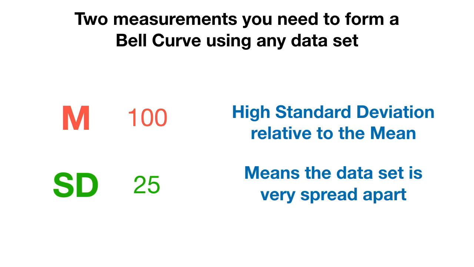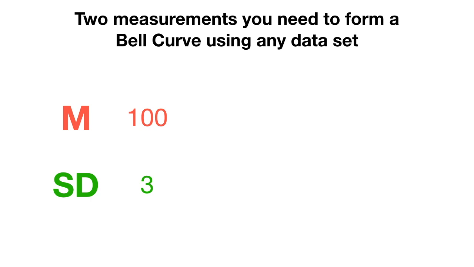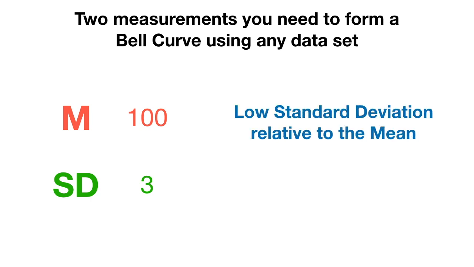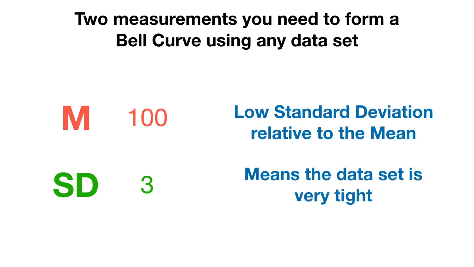Let's say there's a different data set with the same mean. You have a mean of 100, but your standard deviation is 3. This is a low standard deviation relative to the mean, and this means the data set is very tight. Almost all the numbers are going to be very, very close to 100 because the standard deviation is very small relative to the mean.